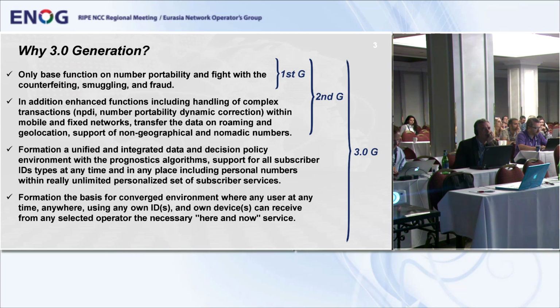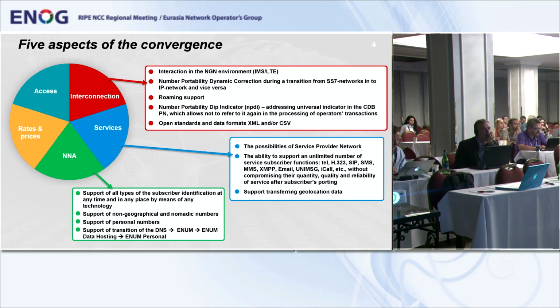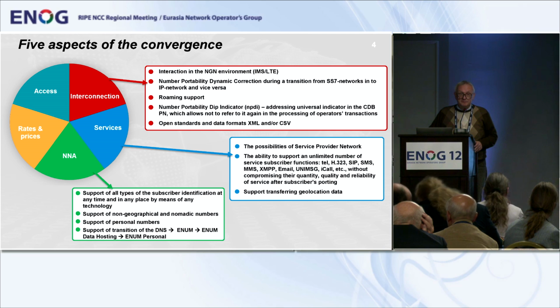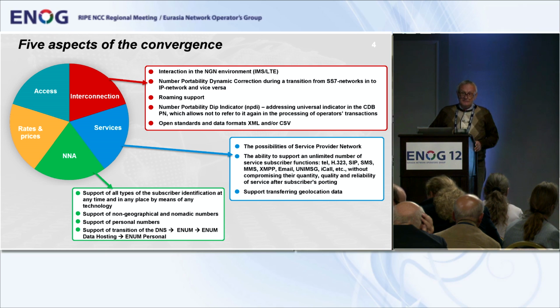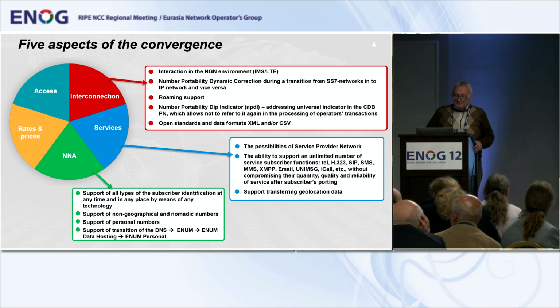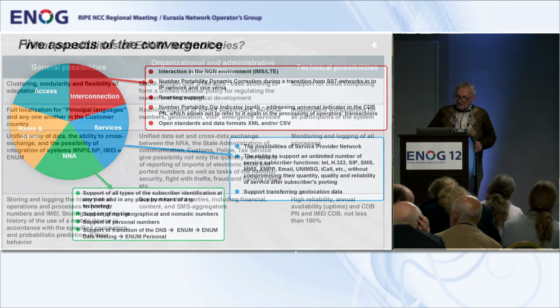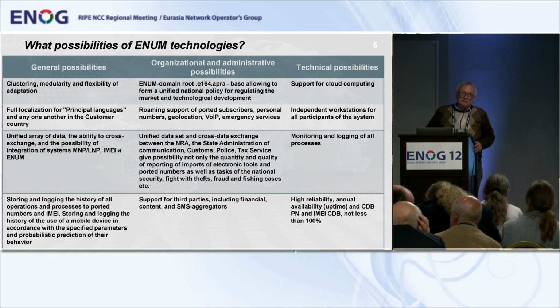If we speak about convergence, here we see it from 5 different aspects. But our system looks at problem solving in the following aspects: interconnection, service providing, and naming and addressing, NNA. These are the tasks in 3 aspects, and this is how we solve the problems that we have in the system. What are the possibilities in ENUM technologies?